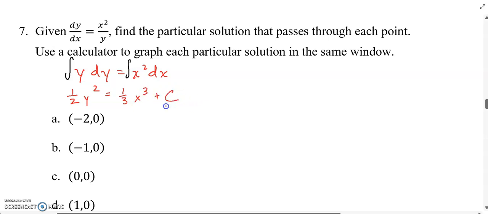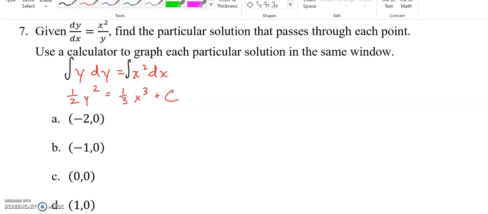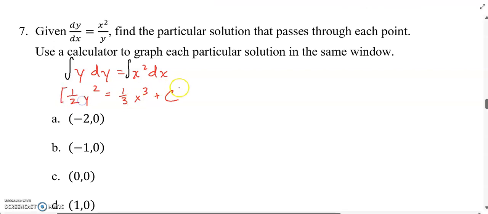We could leave it like that if we felt like it, but I would rather get rid of all the fractions if I can, or at least get rid of the 2 over here. I don't really care about this fraction, but I want to keep the y side as simple as possible. So maybe I'll multiply both sides of this equation by 2. We could multiply both sides by 6 if we really wanted to get rid of all the fractions. Whatever your preference is. In this case, we end up with y squared equals 2/3 x cubed plus c. Now, again, we could take the square root of both sides and get y equals the square root of all that.